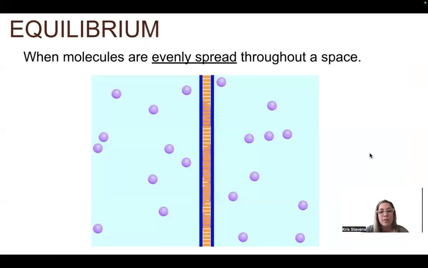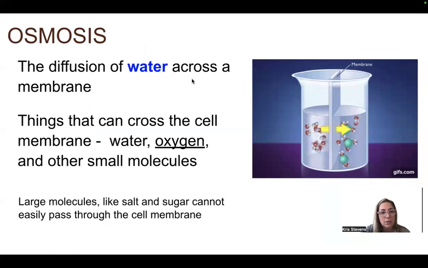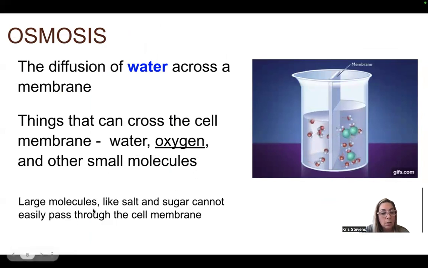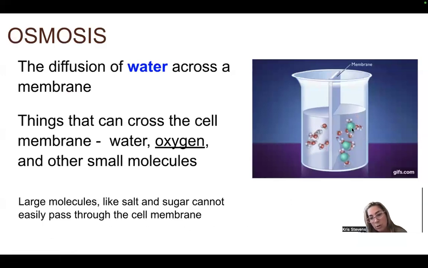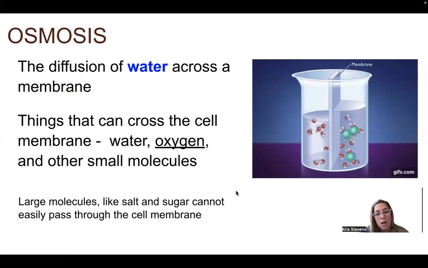Equilibrium is when molecules are evenly spread out through a space. This means these particles are going to move until they reach something called dynamic equilibrium, where the amount of particles on both sides is equal. Osmosis is the diffusion of water. Things that can cross the cell membrane: water, oxygen, and other small molecules. Large molecules like sugar and salt cannot easily pass through. And this shows you how they can just go across the cell membrane. So water, oxygen, small molecules.